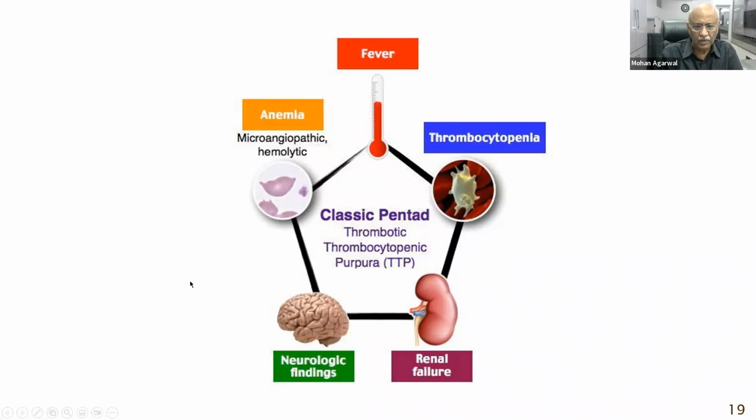Moschcowitz almost 100 years ago talked about this pentad, in which two things we already talked about: microangiopathic hemolytic anemia and thrombocytopenia. We also talked about organ ischemia involving brain and kidney, and these patients, because of tissue injury, get fever. So the pentad, which was talked about 100 years ago, is no more an early sign or symptom of this disease, because if you wait for the pentad to appear, the mortality is extremely high. So what you need is actually only microangiopathic hemolytic anemia and thrombocytopenia. And of course, patient will come to you often due to the ischemic symptoms to some organ.